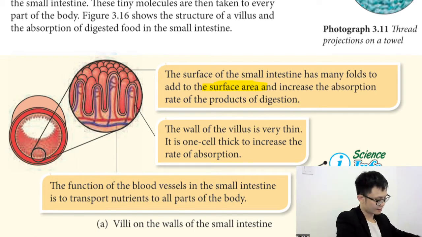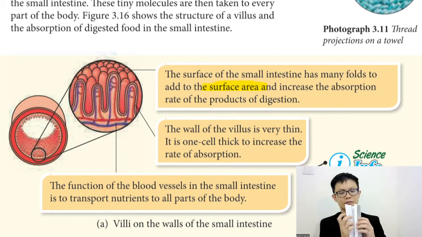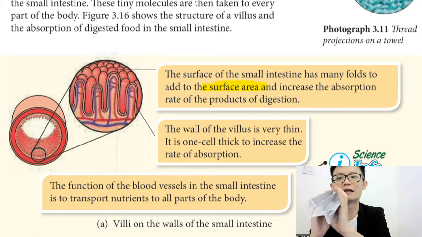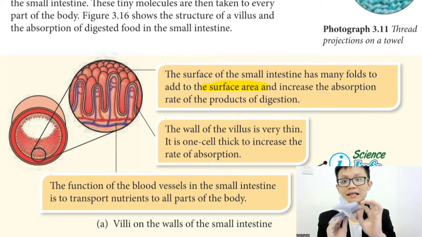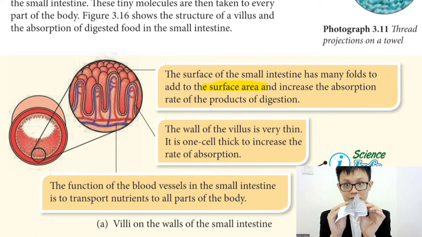There'll be something like this. I don't know whether it makes sense to you or not, but it'll be something like this. Or not. Something like this. So it's supposed to be round, but I got no time to fold it. So that if you fold many times, the surface area is actually quite a lot. You get what I mean?